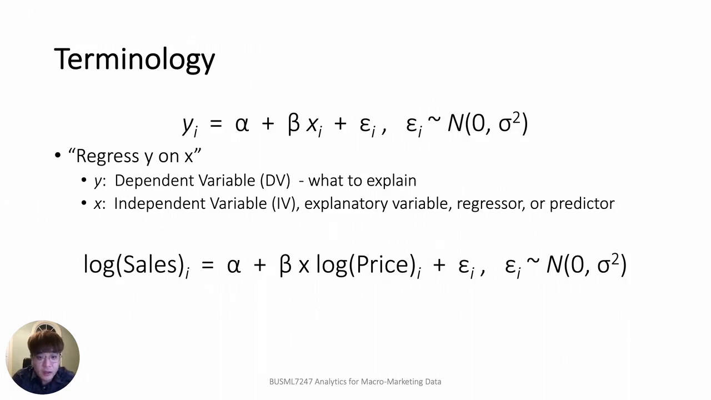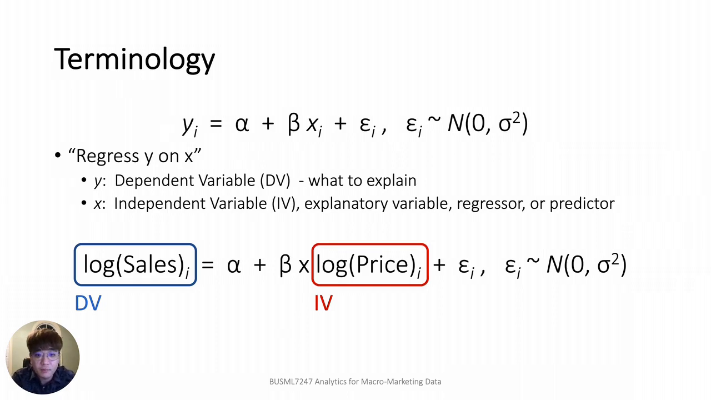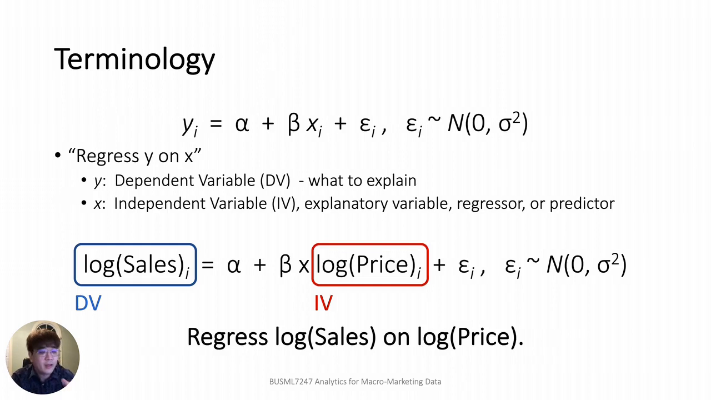For example, consider a log-log demand model for price elasticity. The log sales is the dependent variable, and the log price is the independent variable. And what we are doing here is to regress log sales on log price.